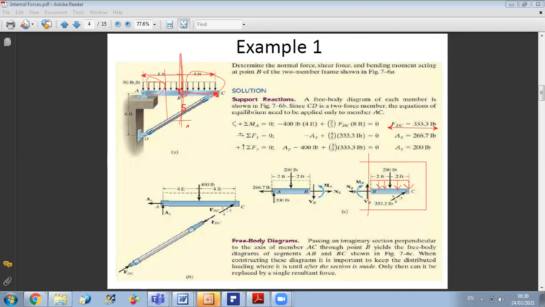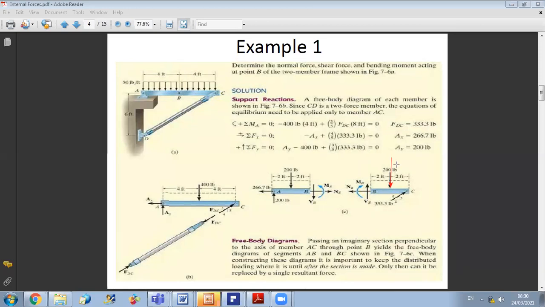Now, calculate N, V and M. I say that this force can be equivalent to one force passing by the middle of my beam, to be able to calculate N, V and M. So now, since the distributed load is 50 lb per foot, and here from B to C I have a distance of 4, the equivalent force of this distributed load will act at the middle of my part BC, and it will be in magnitude equal to 50 times 4 equals 200.